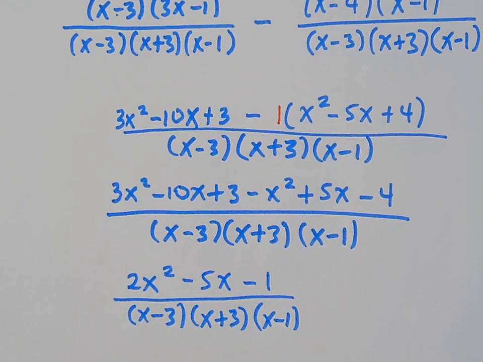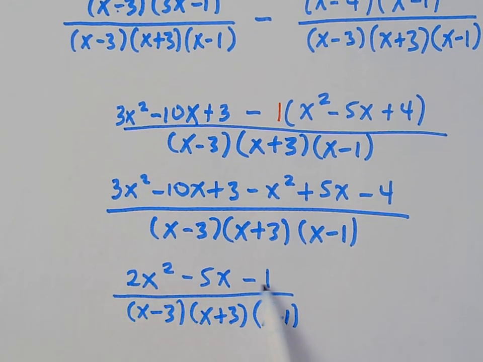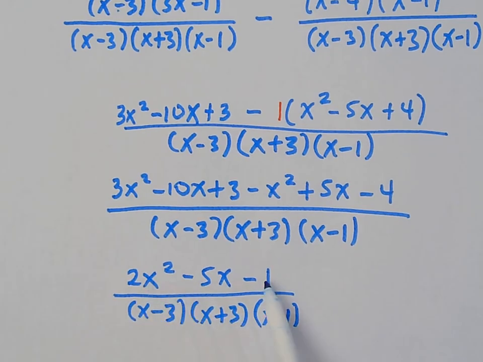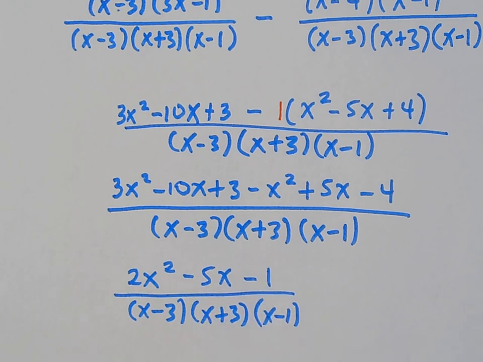At this point, I want to check again. Can I factor the numerator? Remember, for the denominator, you keep it as that, all right? Can I factor? Do I have two numbers that will multiply to negative 2 and add to negative 5? No, we don't have any two numbers like that. So that becomes our final expression.